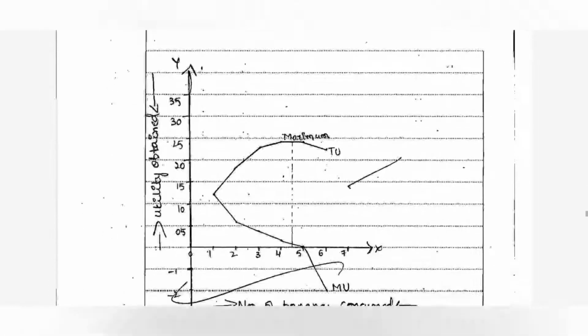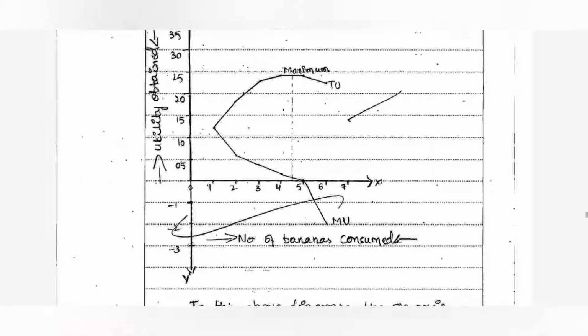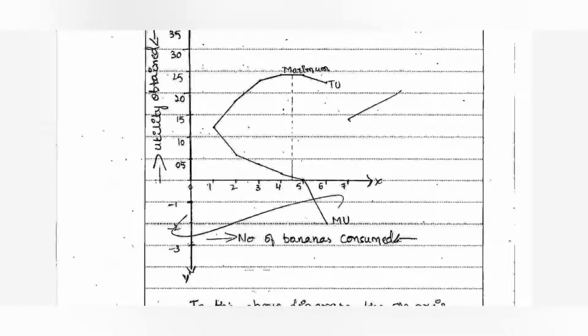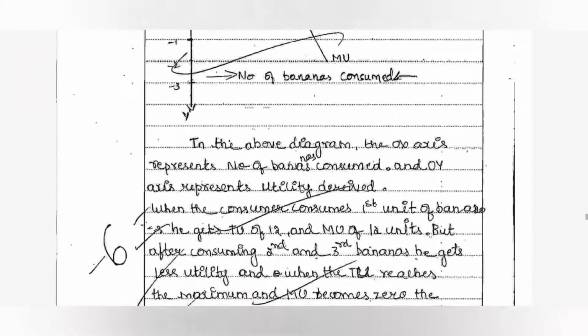After that, in the same manner, it is shown in graphical form. As you can see, the total utility is going on increasing and the marginal utility is going on decreasing, turning into zero and falling into negative. So that is a very important question.